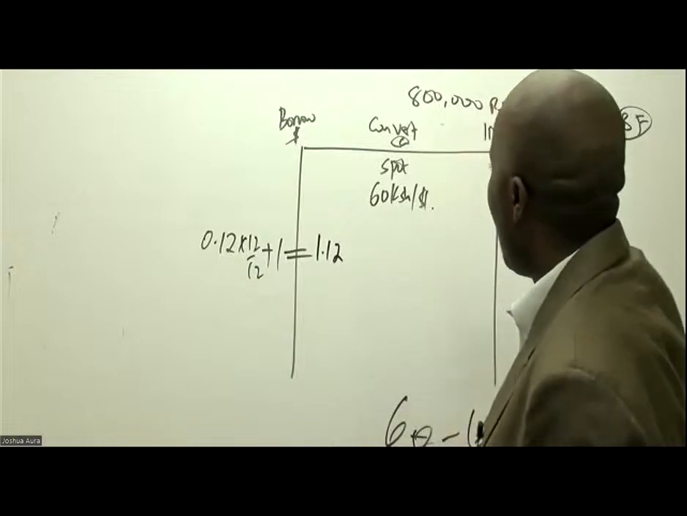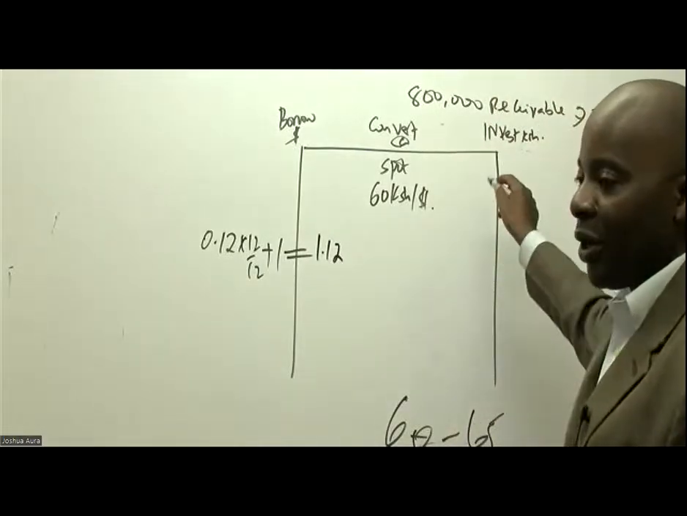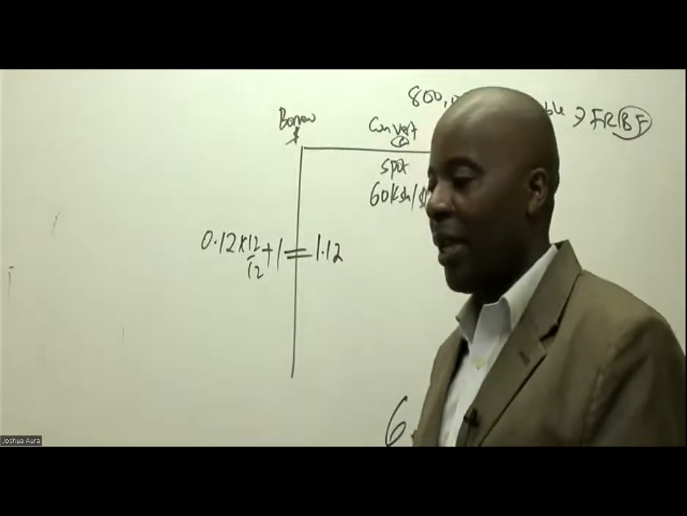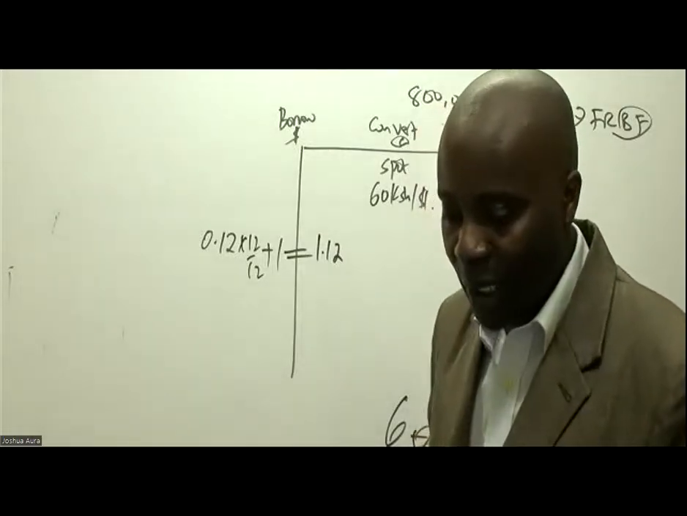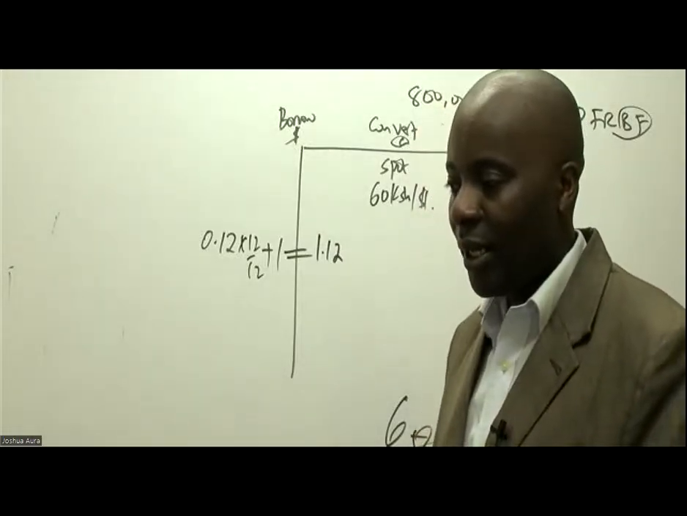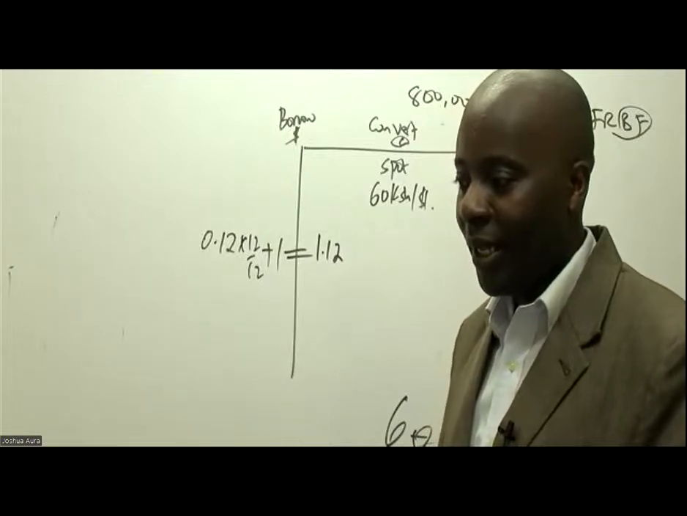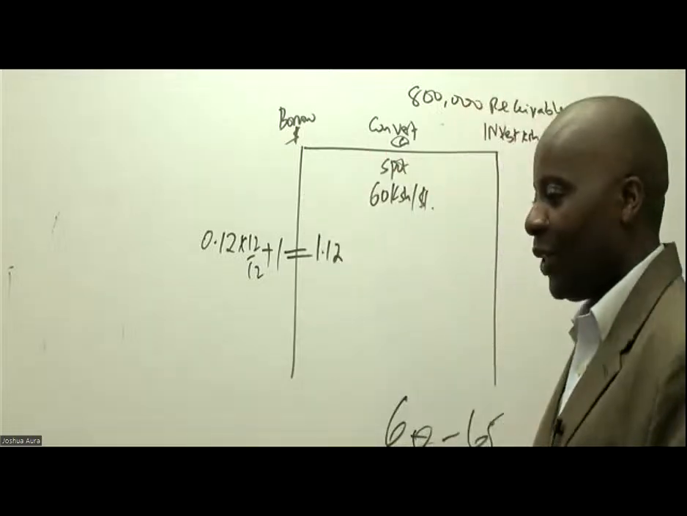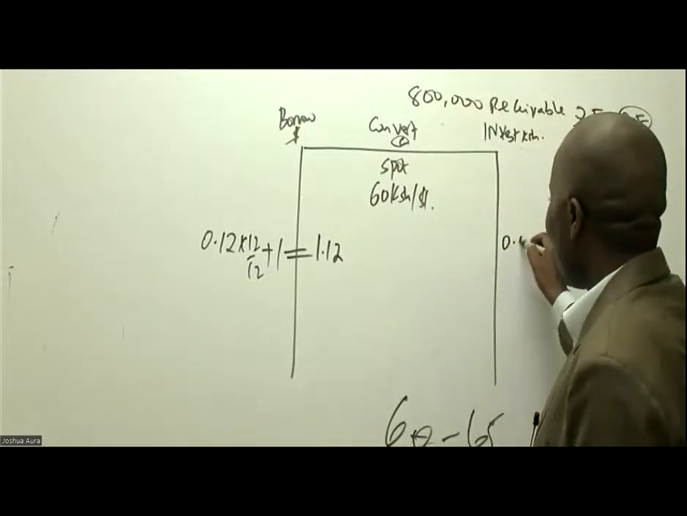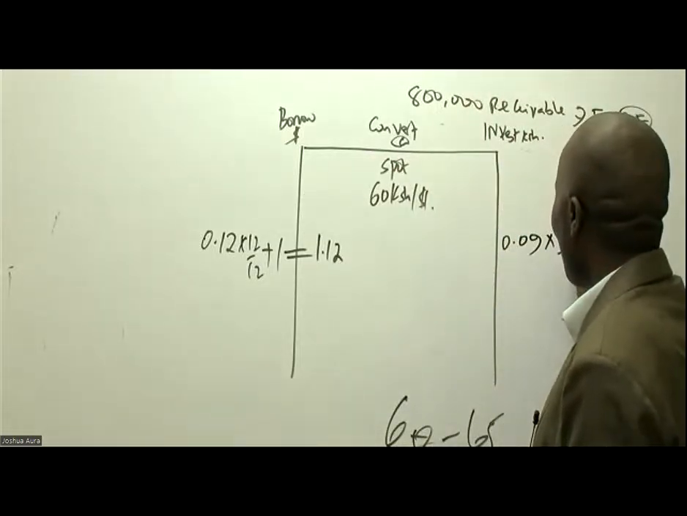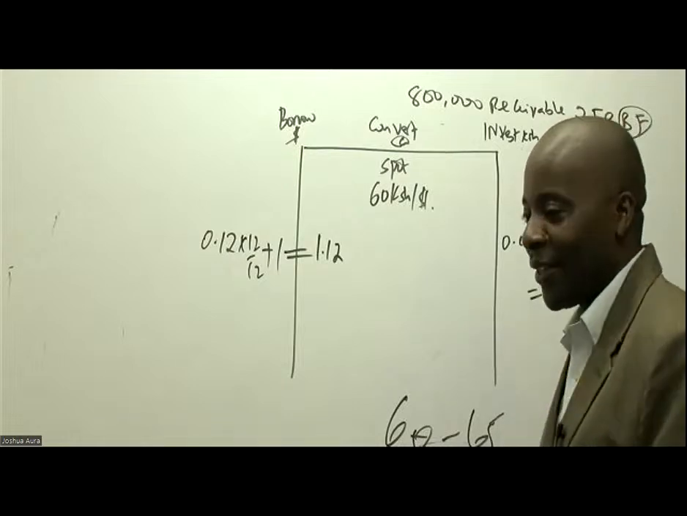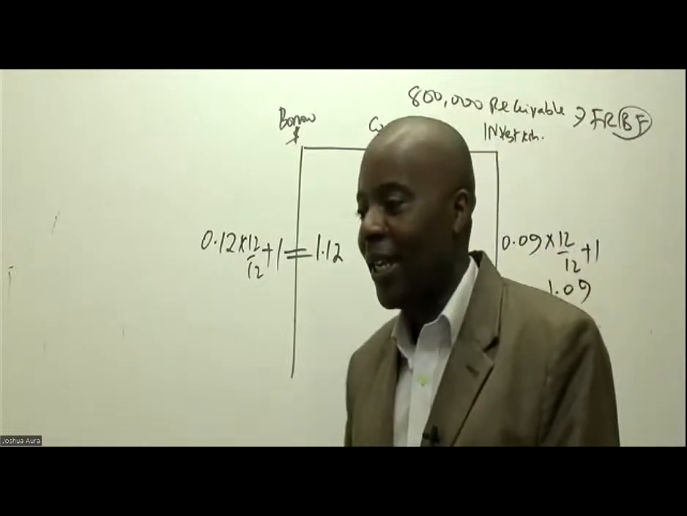Thank you very much. Now come to investing. So now investing the Kenya shilling. You see, investing is the same as depositing. Kenya shilling. So we say 0.09 times 12/12 plus 1, which is 1.09. Thank you very much.